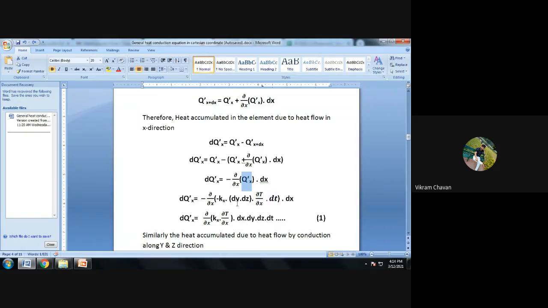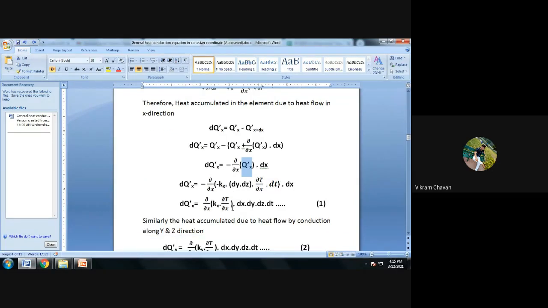Okay, here dy and dz are constants, so we cannot differentiate dy and dz with respect to x; these two are constants. Here dt is also a constant. We cannot differentiate this with respect to x, so these constants we have taken out of the differentiation bracket.